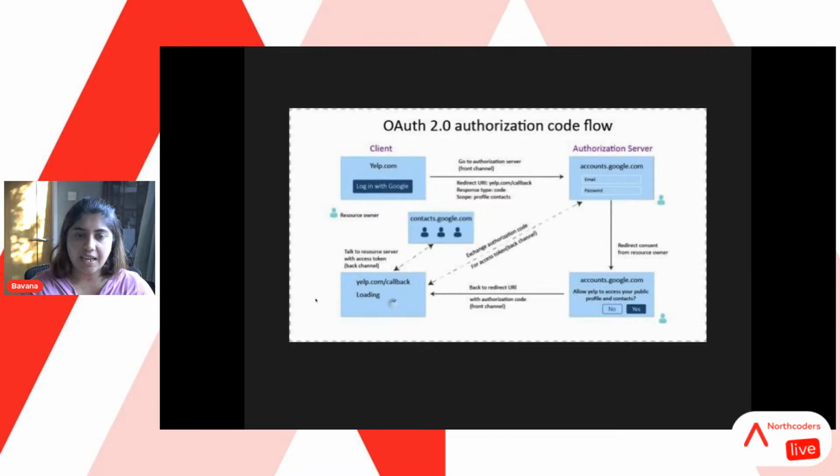So when you look at the solid arrows, these happen on your browser. So it's not necessarily the most secure way of handling information. This is why you need that secret code and all the tokens being passed on a back channel, where it's not easily published to everybody.